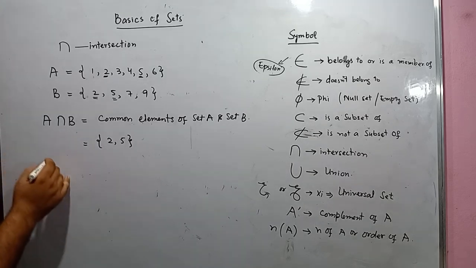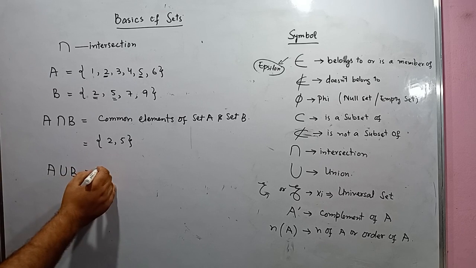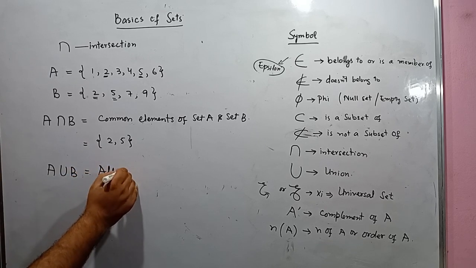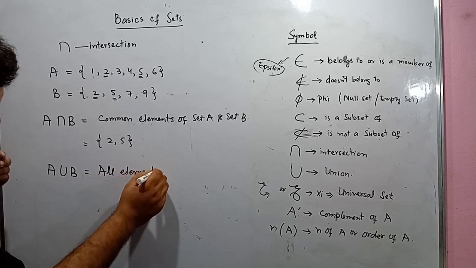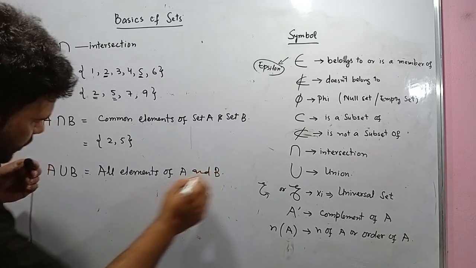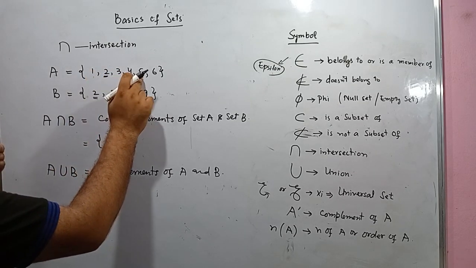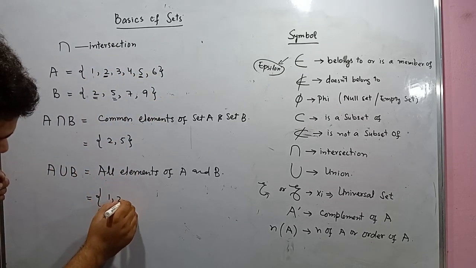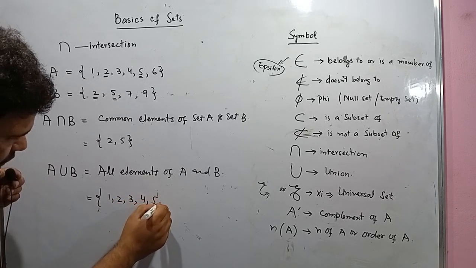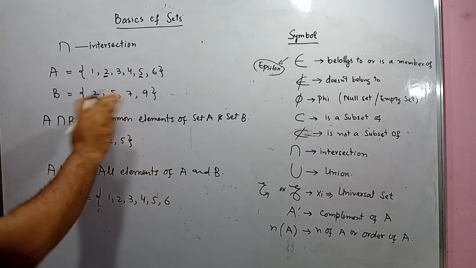Now one more thing is there, union. We have A union B. It means all elements of set A and set B. How to write that? You can see here 1, 2, 3, 4, 5, 6. We are writing first the elements of A. Then we will write the elements of B.